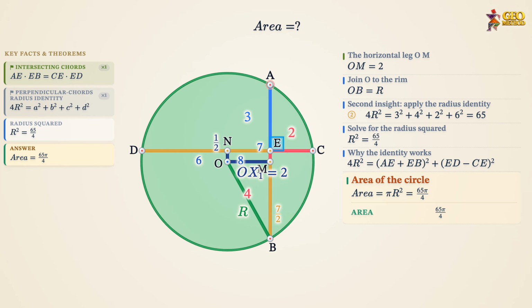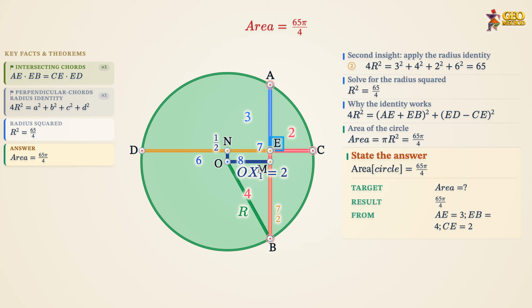The circle's area is pi times the radius squared. With the radius squared equal to 65 over 4, the area of the green circle is 65 pi over 4. The answer is 65 pi over 4. That completes the solution. A good geometry problem often has more than one beautiful solution.